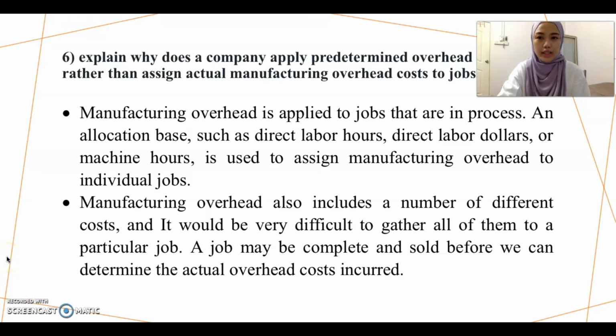Question 6 is to explain why a company applies predetermined overhead rates rather than assigning actual manufacturing overhead costs to jobs. Manufacturing overhead is applied to jobs that are in process and is allocation based, such as direct labor hours, direct labor dollars, or machine hours. It is used to assign manufacturing overhead to individual jobs. Manufacturing overhead also includes a number of different costs, and it would be very difficult to gather all of them for a particular job. A job may be complete and sold before we can determine the actual overhead costs incurred.